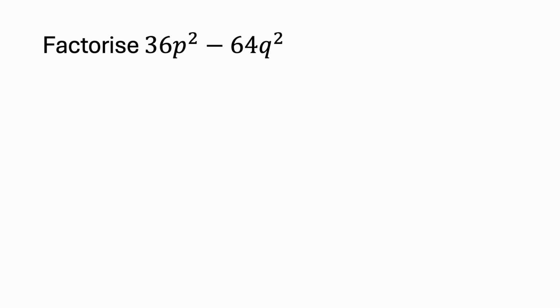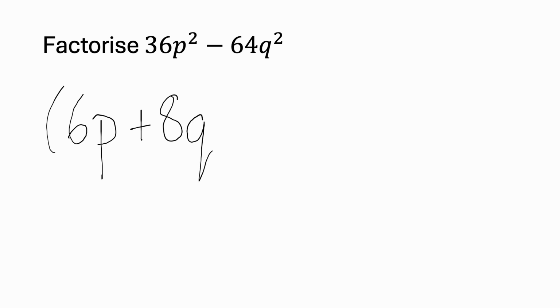This one here, square root of 36 is 6, square root of p squared is p, square root of 64 is 8, and square root of q squared is q. Same thing on the other side, but we're going to change the sign.